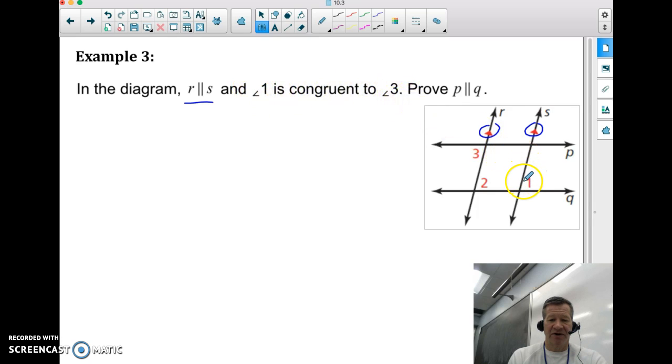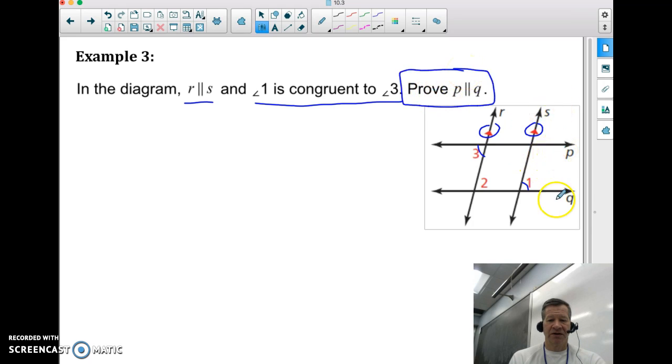Now those have not been marked, so let's do that. Angle 1 is congruent to angle 3, so make those little marks. That tells us they're congruent. Prove that P and Q are also parallel. Okay, let's see what we have here. This stuff is all given, all this information, and we want to prove that this is true.